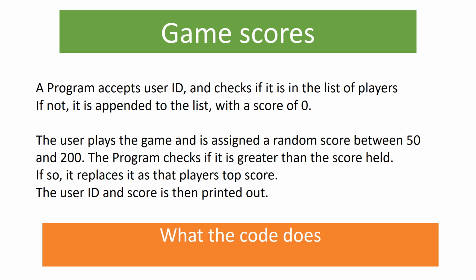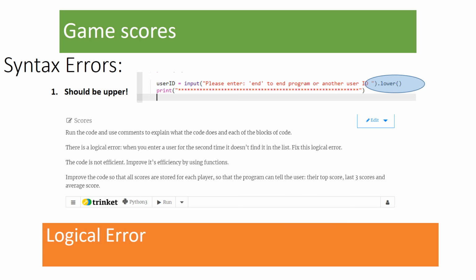A program accepts a user ID. This is the program that we're looking at, and checks to see if there's a list of players. If not, it's appended to the list with a score of 0. Remember, we're using lists and not arrays. The user plays the game and is assigned a random score between 50 and 200. The program checks if it is greater than the score held, so if it's a top score, and if so, it replaces it as that player's top score. The user ID and score are then printed out. Here is my logical error. The logical error was a dot lower.